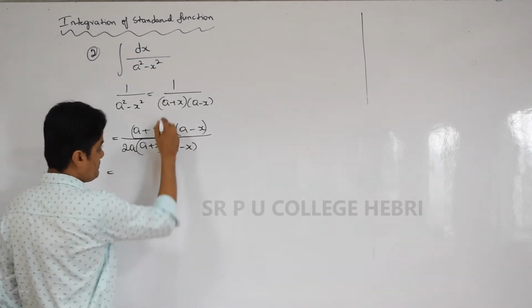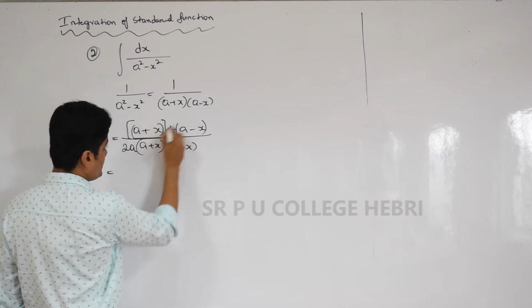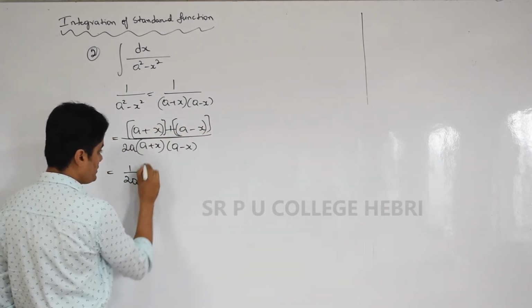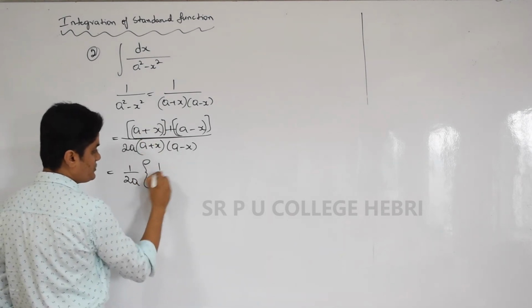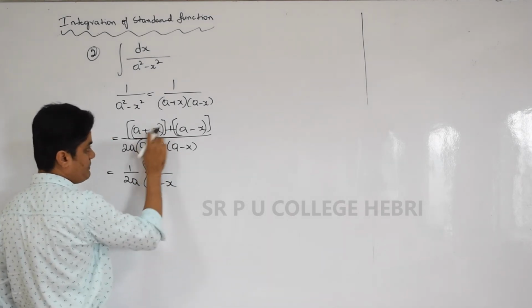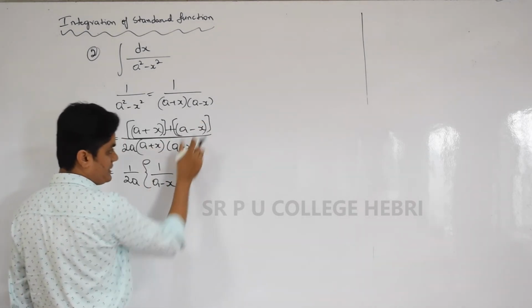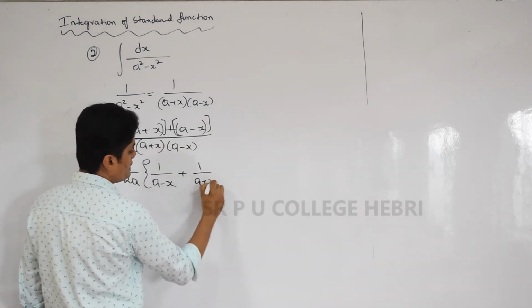Now it's separate, okay? This is one term, this is another term. Separate. What happens? 1 by 2a is common, keep it outside. This by this is 1 by a minus x. Is it understood? a plus x by a plus x cancels and gives 1 by a minus x. This by this, a minus x cancels, giving 1 by a plus x.